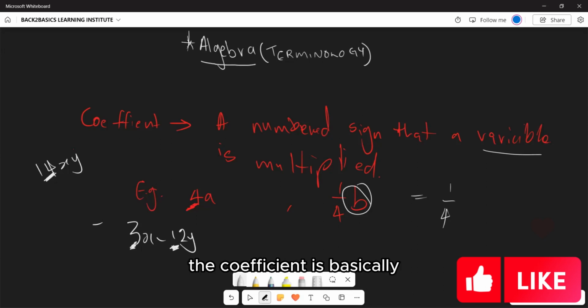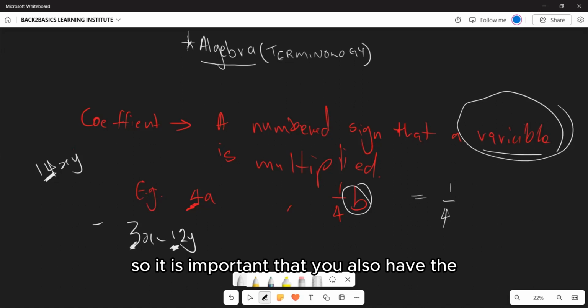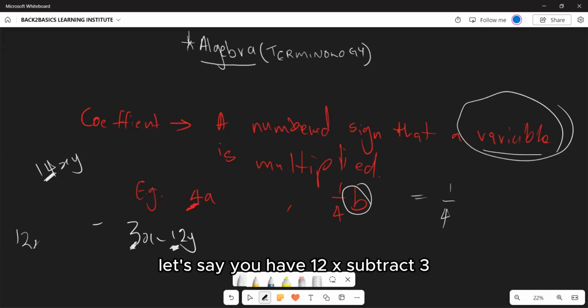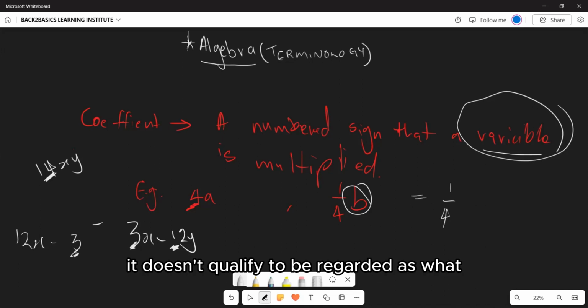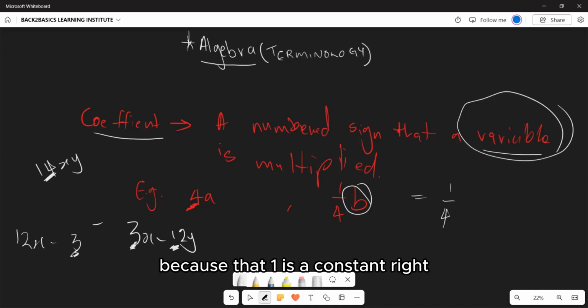So the coefficient is basically the number next to the variable. It is important that you also have the variable for you to have the coefficient, right? Because, for example, if you have 12x subtract 3, this 3 here doesn't qualify to be regarded as a coefficient, because that one is a constant, right? There is no variable next to it. But this 12 here is going to be the coefficient of x altogether. And hopefully this makes sense for you now.